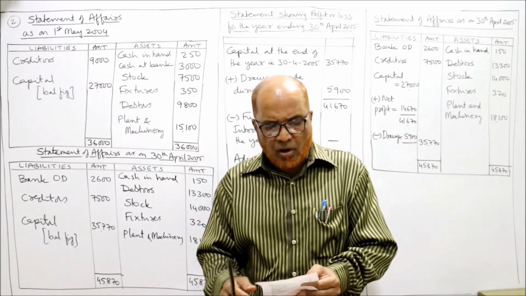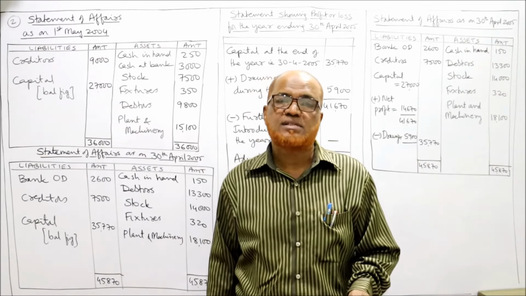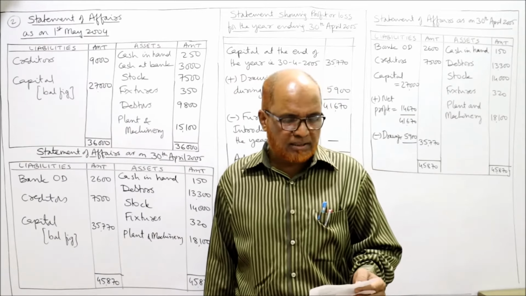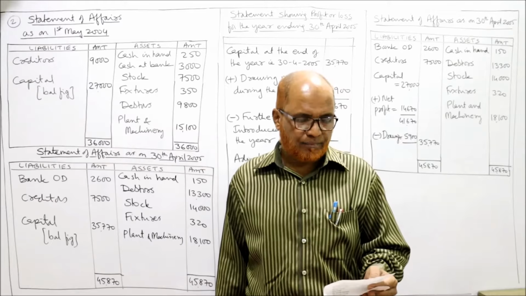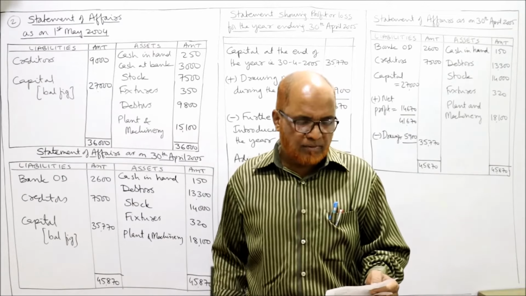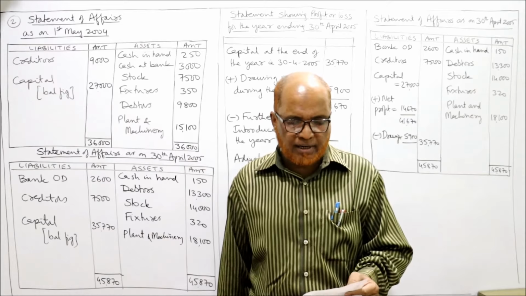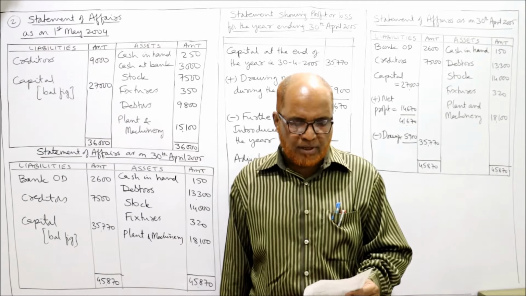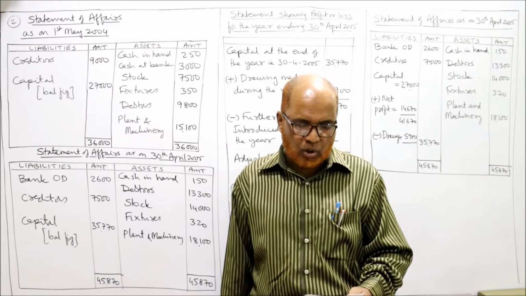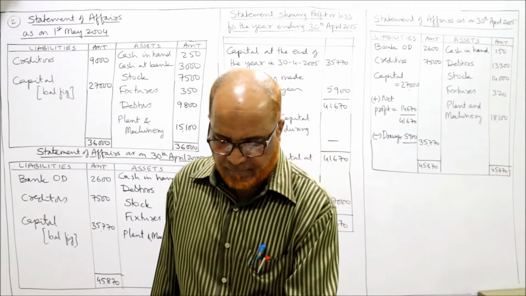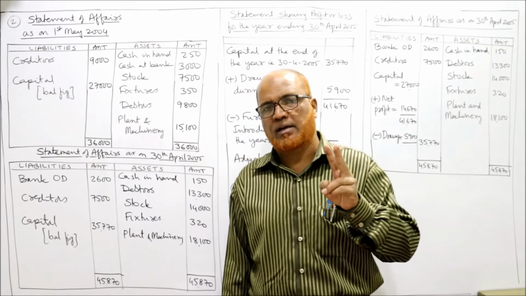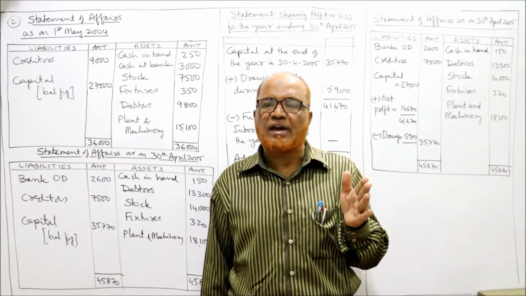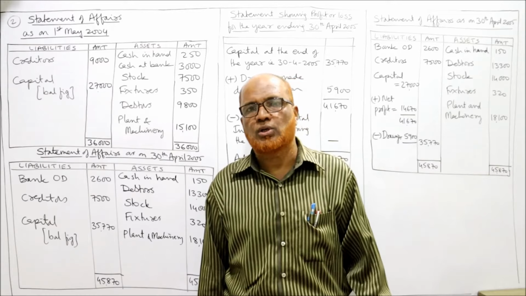Then on 30th April 2005, this is the end of the year. Beginning of the year is 1st May 2004. End of the year 30th April 2005. At the end of the year, the financial position is given: sundry creditors 7,500, plant and machinery 18,100, fixtures, sundry debtors, stock in trade, cash, bank overdraft. You are required to prepare a statement of profit or loss and a closing statement of affairs. So two statements it is asking you to make. First, statement of profit or loss, and lastly, statement of affairs at the end of the year, 30th April 2005.